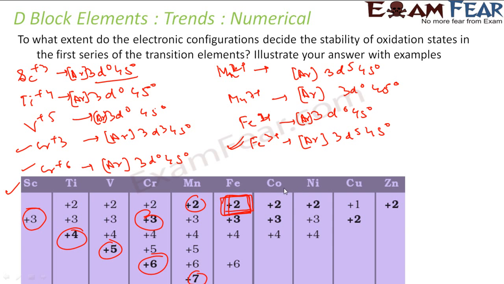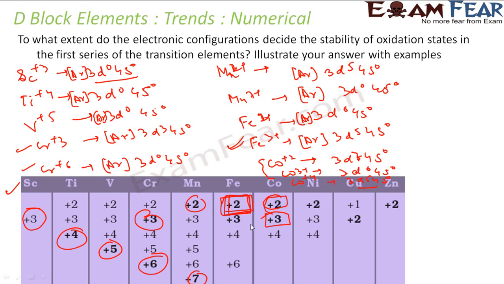Talk about cobalt now. Cobalt 2+ will be 3d7 4s0, right? And cobalt 3+ will be 3d6 4s0. In fact, cobalt +4 will be 3d5 4s0, which is stable electronic configuration, but that is not stable. Stable is cobalt +2 and +3. In fact, these are also not governed by electronic configuration.